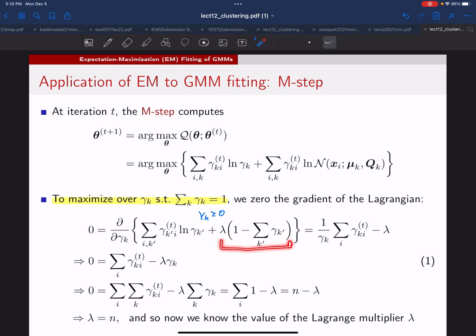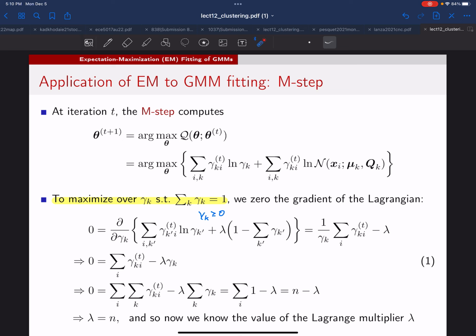Back in Unit 6, we talked about constrained optimization and adding new optimization variables. In this case, it's this Lagrange multiplier lambda. We write lambda times the thing we want to force to 0. So if the gamma_k's sum to 1, then this thing goes to 0. So we want to jointly optimize this over all the gamma_k's as well as over lambda. As we often do, we take the gradient of our cost with respect to gamma_k and set that equal to 0.